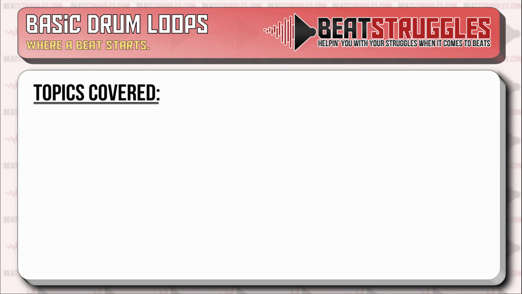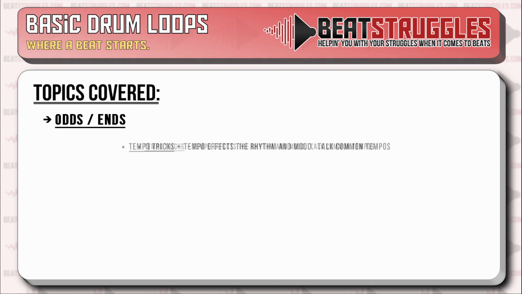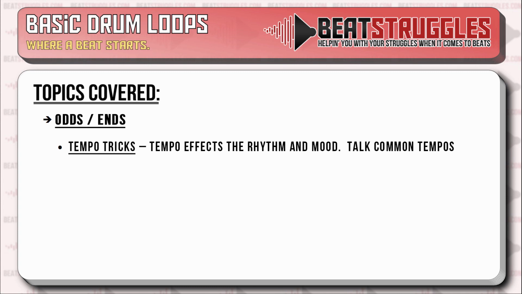All right, and then after all those tricks, there's a bunch of odds and ends that I'd want to show you here. So we've got tempo tricks. Your tempo affects your mood. Your sound placement is what defines if you're going to create a dance track, a hip hop track, R&B, etc. But if you then adjust your tempo, it alters that feel a little bit.